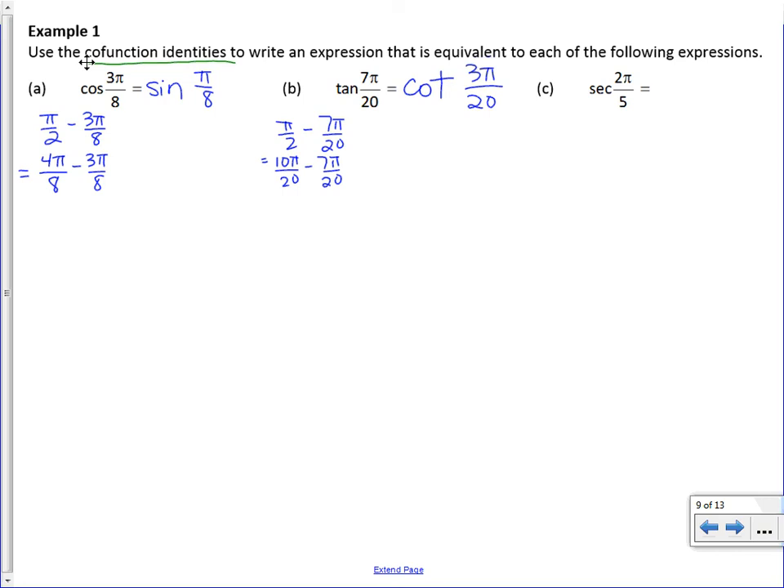So secant of 2 pi over 5. Again, cofunction of secant. Correct. Complementary angle. So, over 5. This time, and you'll notice this whenever the denominator's odd, you're going to have to do a double adjustment. Even if you don't have to, you only have to adjust the pi over 2, but here we have to adjust both.